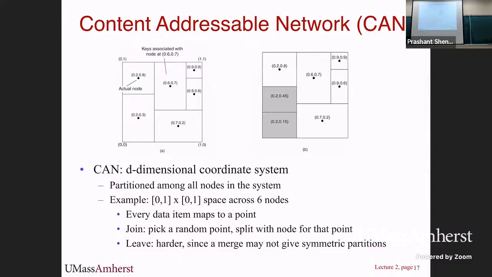Okay, so that means that you need to know how to route the query, which I did not discuss here. Just to be clear, the query routing has not been shown here, but those details are in the paper, which I will also put up on the course webpage if you're interested. Okay. Other questions?